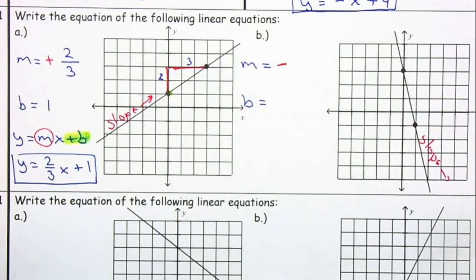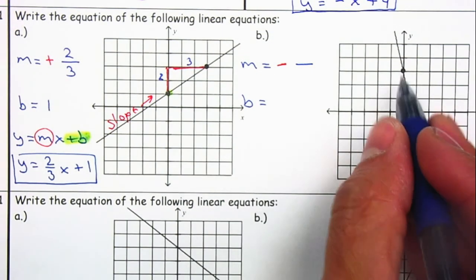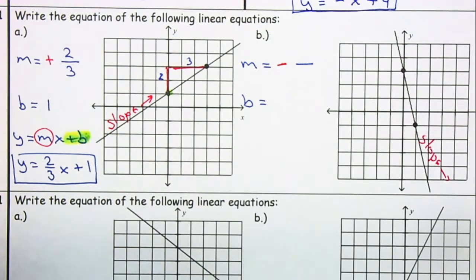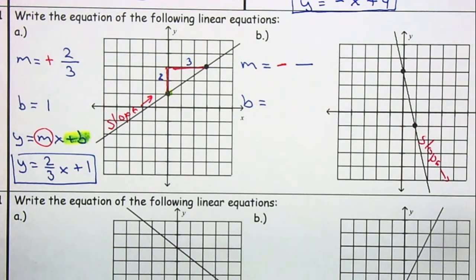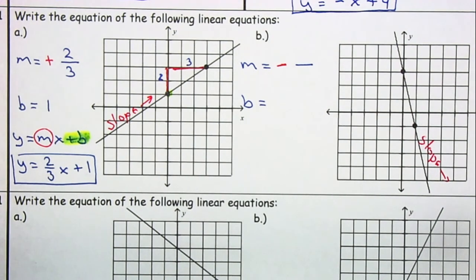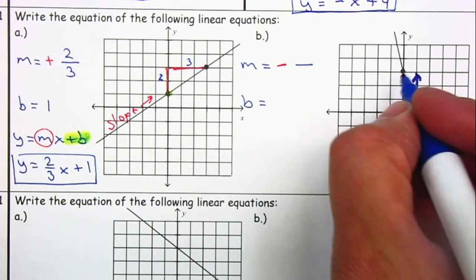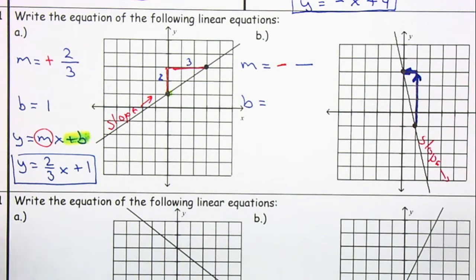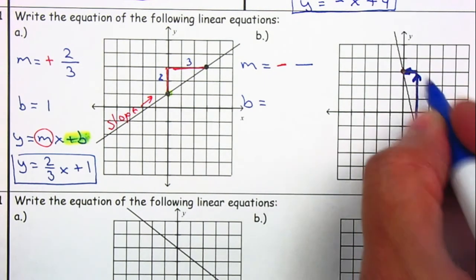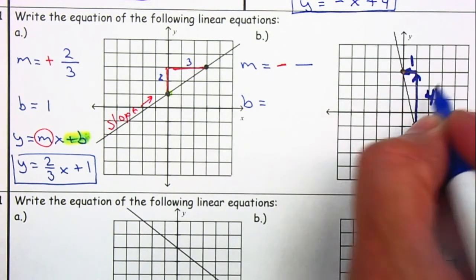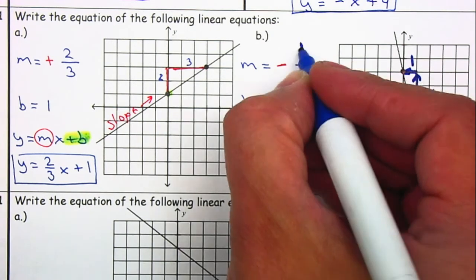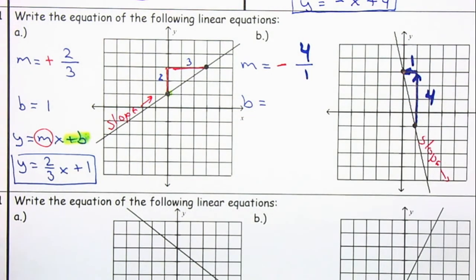Now I'm going to use my slope triangle. Remember, you want to start with the lowest point. So my slope triangle will be rise over run. The rise is 1, 2, 3, 4. The run is 1. So up 4 and to the right 1. Or we can write it down as negative 4.